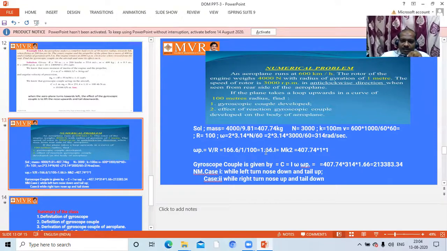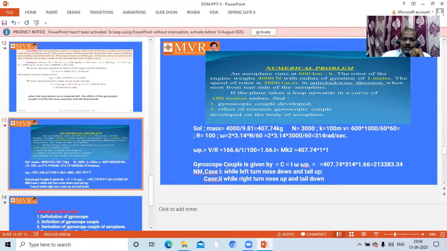That is 1.6.6. So the gyroscopic couple we are going to calculate as I into omega p, that is angular velocity of precession. So this is 213383. It is Newton meter only.